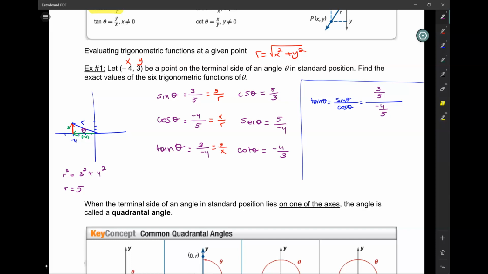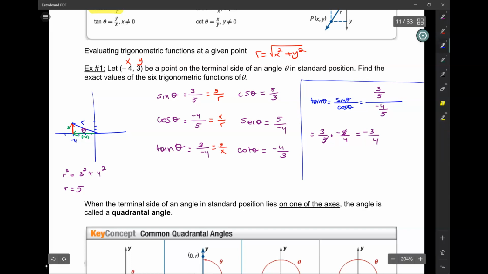How do we simplify this? Well, there are two ways. One way is you can do 3 over 5, and if you're dividing by a fraction, it's times the reciprocal, negative 5 over 4. So those cancel and you get negative 3 over 4. Look, that's the tangent, okay?